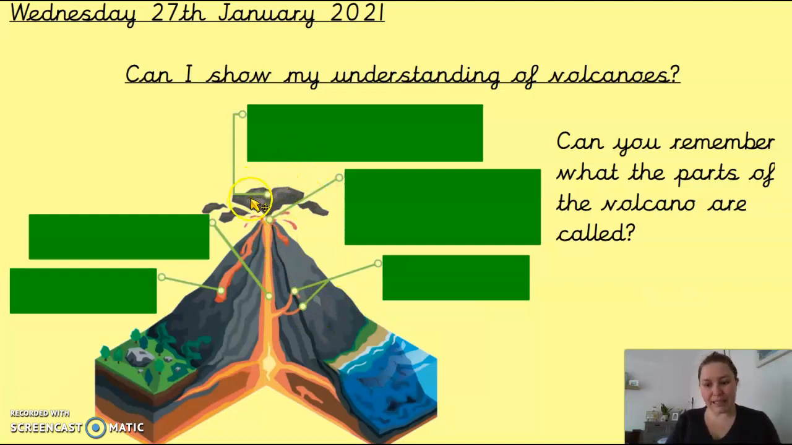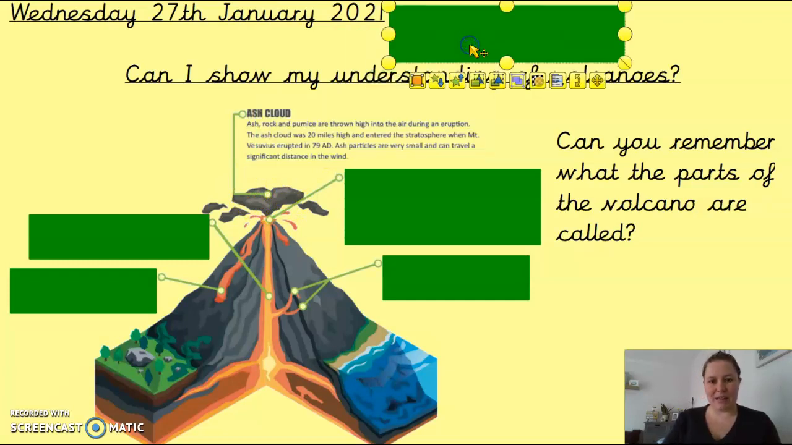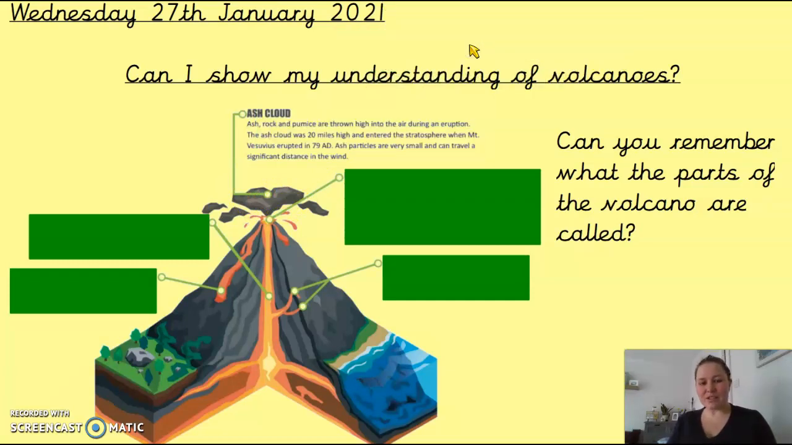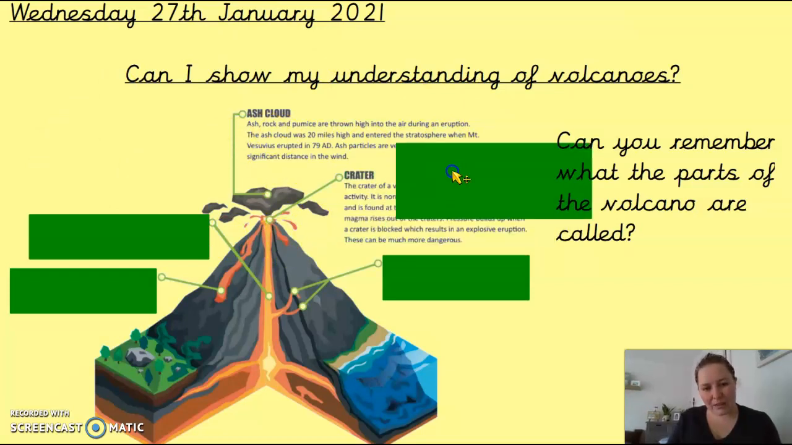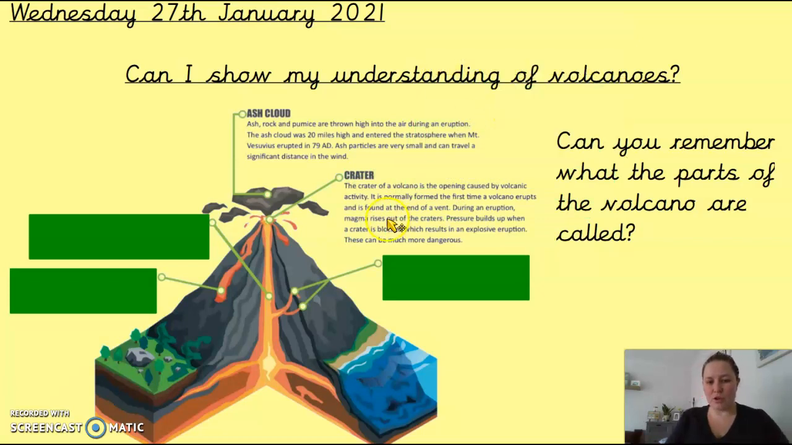This isn't really in the volcano, but it's formed because of the volcano, and that is your ash cloud. So ash and rock thrown up into the air, so it can make a massive cloud when there's a big eruption. Then at the top of the volcano, we've got the crater, and this is the opening. So the first time a volcano erupts, the crater is formed. It's like the hole at the top where the magma comes out.